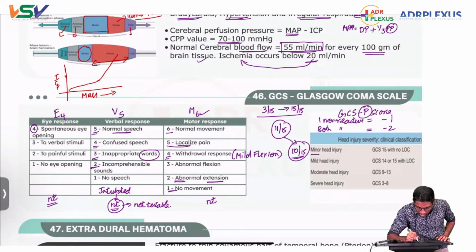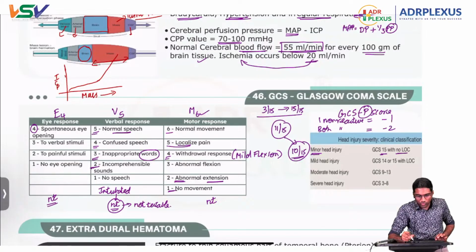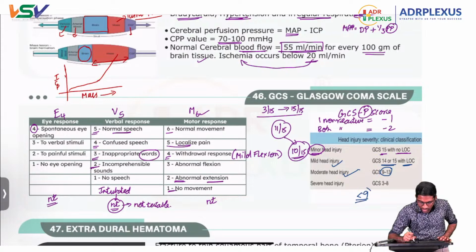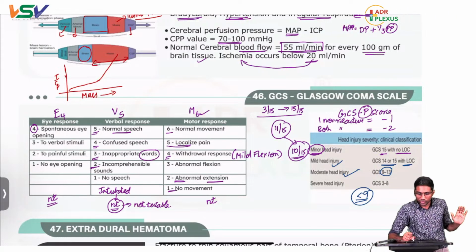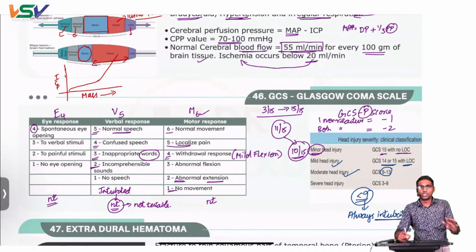And see this point, minor head injury. Even though GCS is 15, with no loss of consciousness, it is known as minor head injury. This is one important take home message. 14 or 15 with LOC, it is mild. 9 to 13, it is moderate. So always remember GCS less than 9, that is 8 and below, it is a severe head injury, always intubate. Even though the patient is conscious, if the GCS is 8 and below, always intubate.